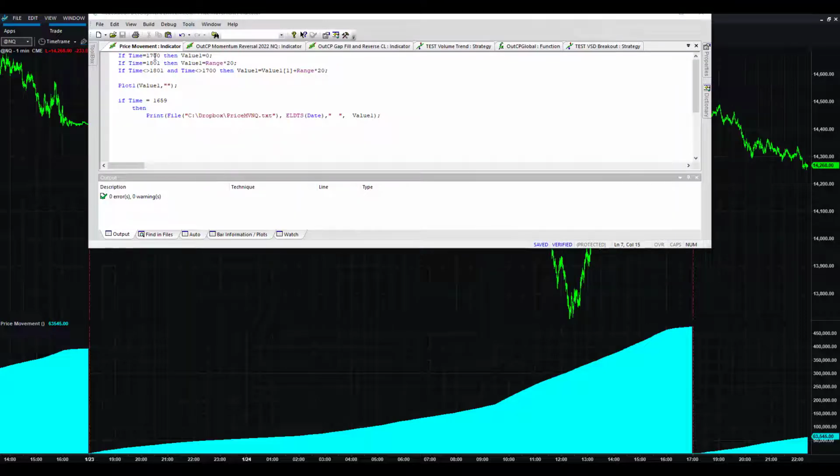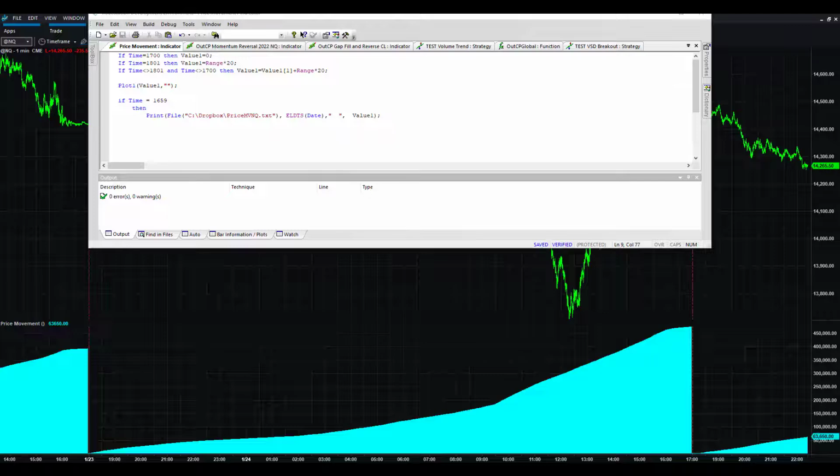So, simple indicator: if time is equal to 1700, the last bar, we change the value to 1. The value 1 is what we're plotting. If it's the first bar of the new session, then we multiply times the range of the 20. If it's not the first bar, we just keep adding the previous bar value to it. And so we get a sum, and then we write the file at 1659 to a text file. And that's the EasyLanguage.